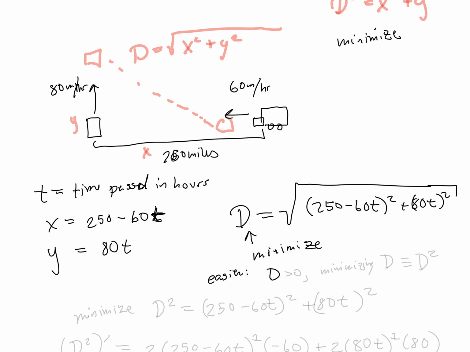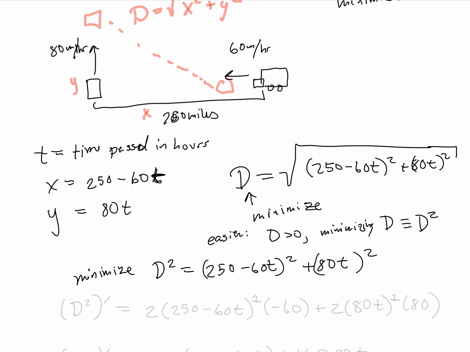Because this distance is going to be greater than 0, minimizing d in this case is the same thing as minimizing d squared. Just to make this an easier derivative to take, I am instead going to minimize the distance squared, d squared equals, getting rid of the square root, (250 minus 60t) squared plus (80t) squared. I'm going to minimize that distance squared using our first derivative.